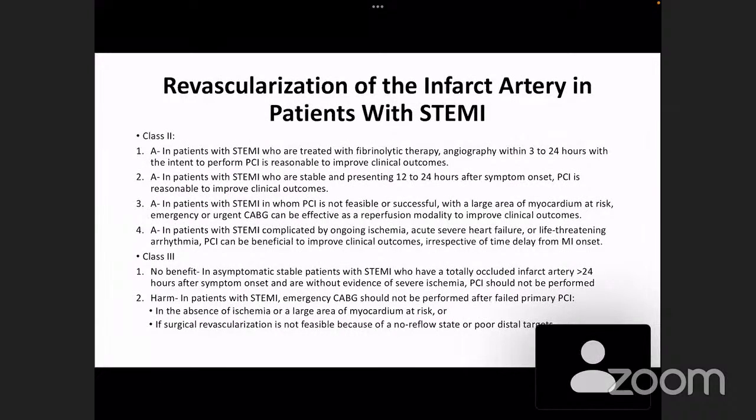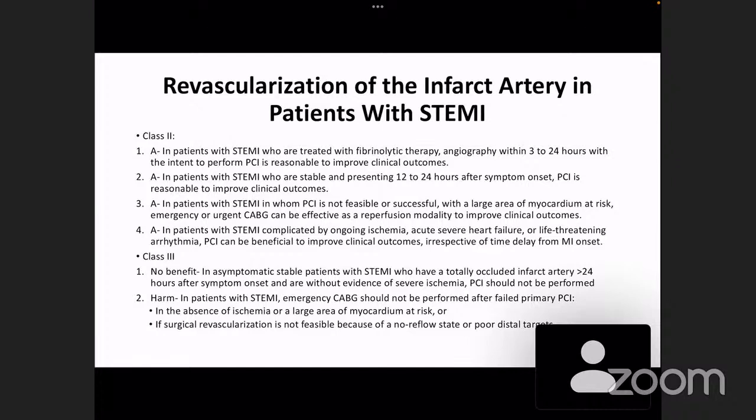Lastly, in patients with STEMI complicated by ongoing ischemia, acute severe heart failure or life-threatening arrhythmia, PCI can be beneficial to improve the clinical outcome, irrespective of time delay from the MI onset.